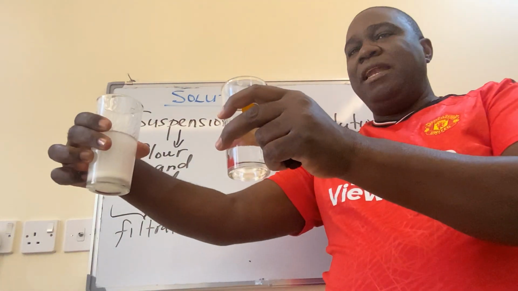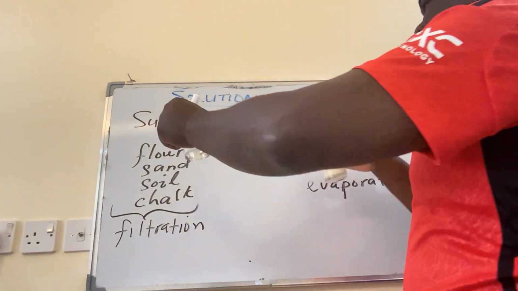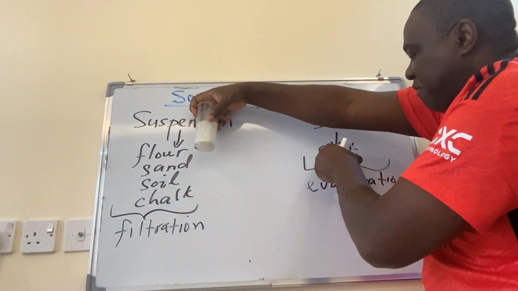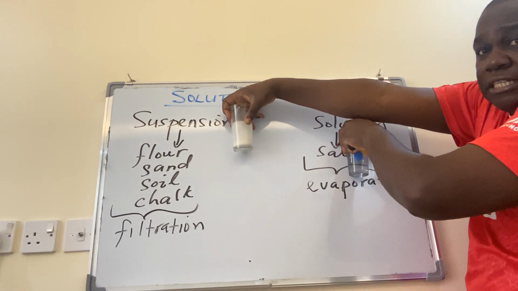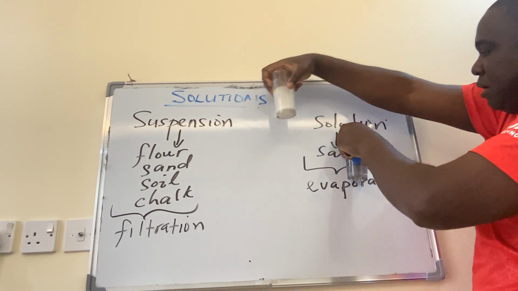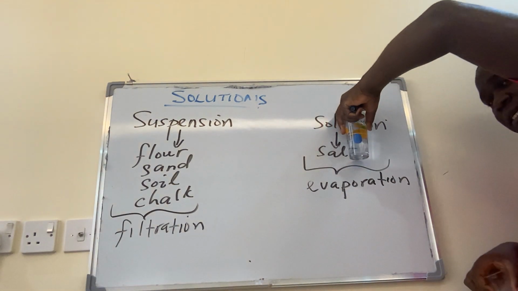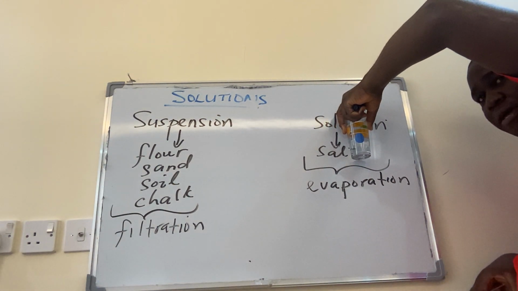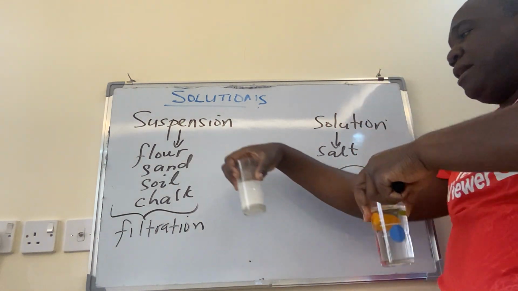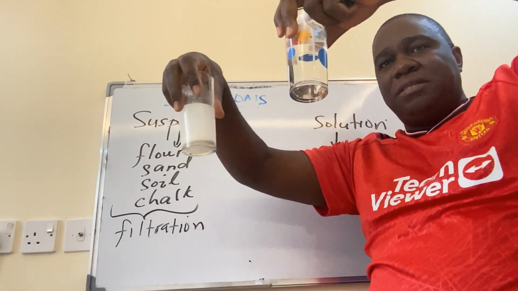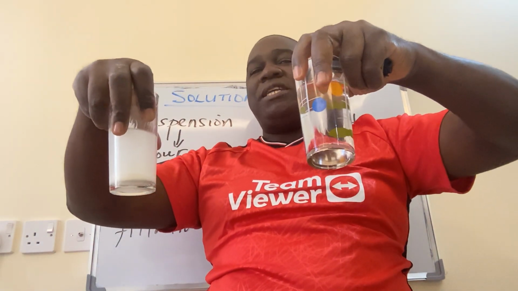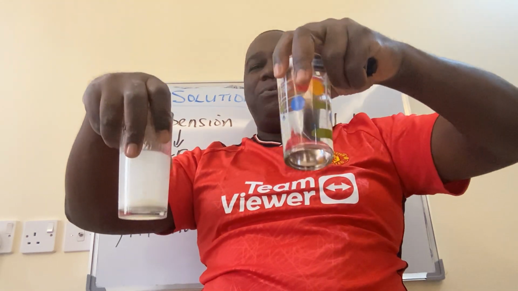Okay, but before I leave suspension and solution, just be aware of the fact that if you look at your suspension and your solution, right, that is a solution. I hope you can see that. And this one is a suspension. Check the difference. So whenever a person tells you, I have two mixtures here, which one is suspension, which one is solution, you should be in a position to tell.